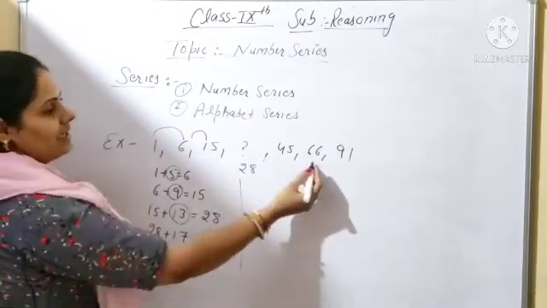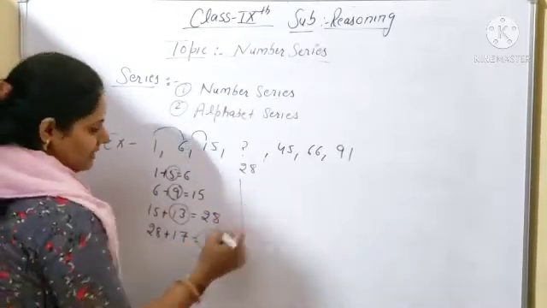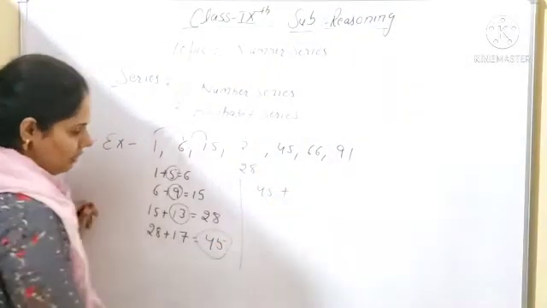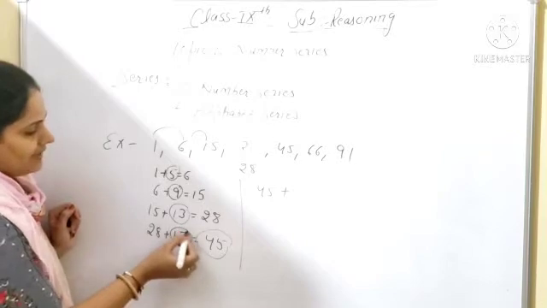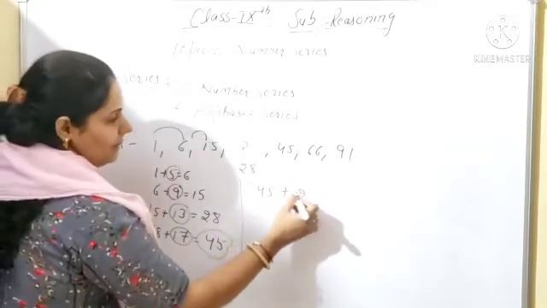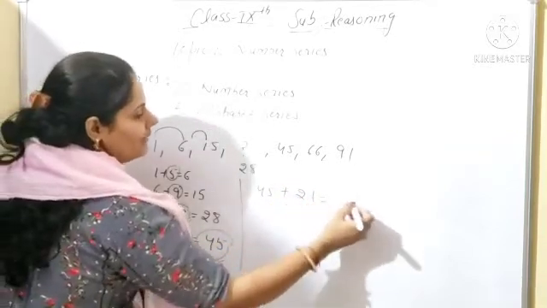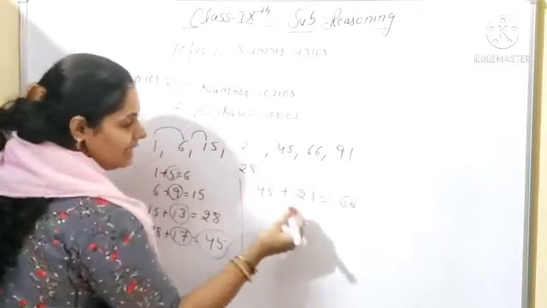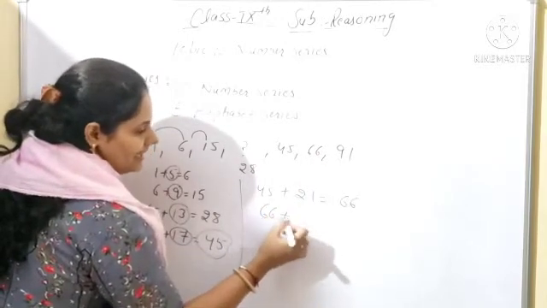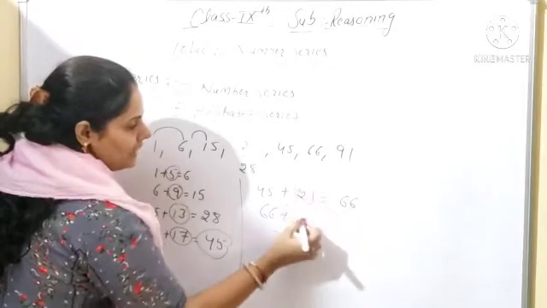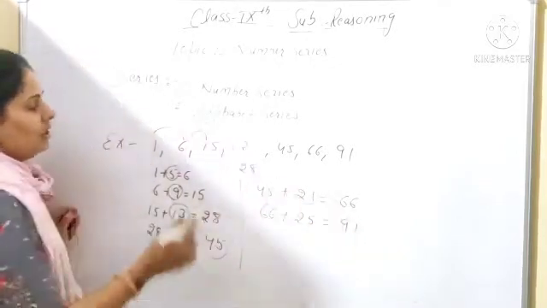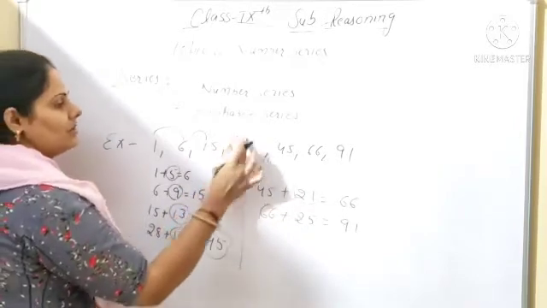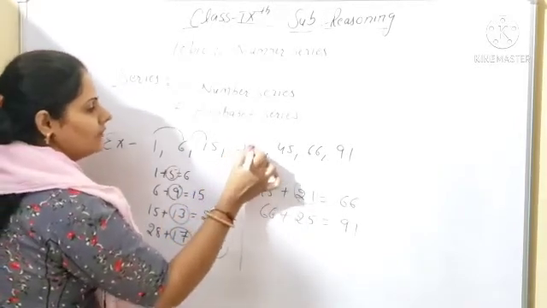After that, the next number given is 66. So simply you can say, 45 plus, what will you get? 5 plus 4 is 9, 9 plus 4 is 13, 13 plus 4 is 17, 17 plus 4 is 21. So 45 plus 21, you will get 66. This number is correct. After that, 66 plus 21 plus 4, so you will get 25, and you will get here 91. So what will come at the place of the question mark? Simply you can say it will be 28.